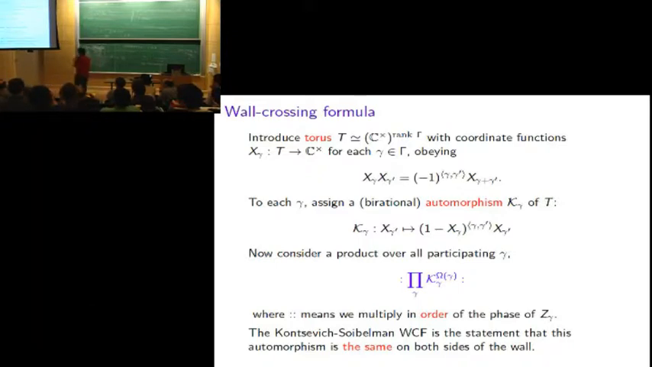And then the wall-crossing formula of Kontsevich and Soibelman is the statement that this automorphism is actually the same on both sides of the wall. So this product is some big composite automorphism of a torus. And that automorphism should be the same on both sides of the wall. OK, what does that mean?